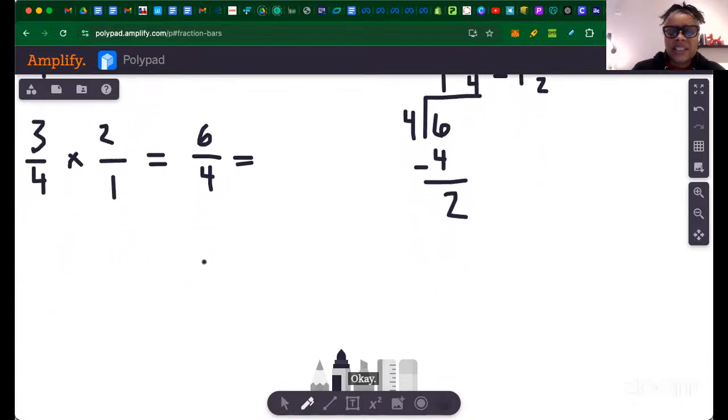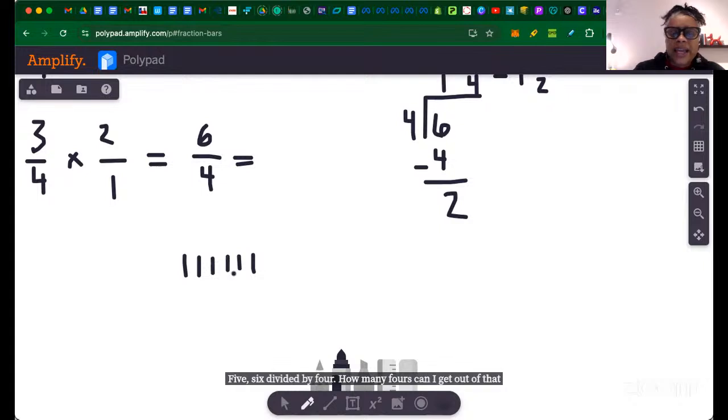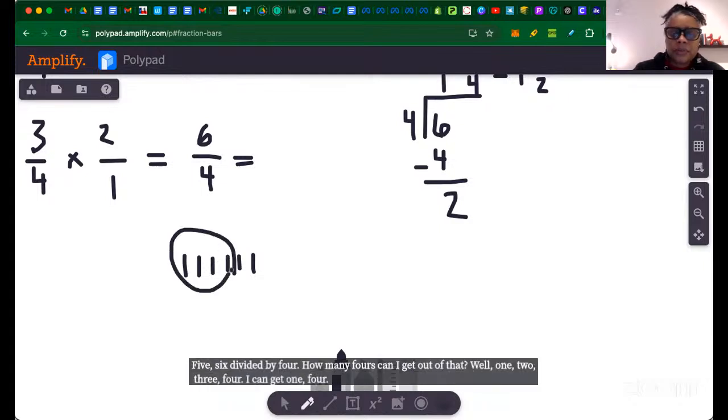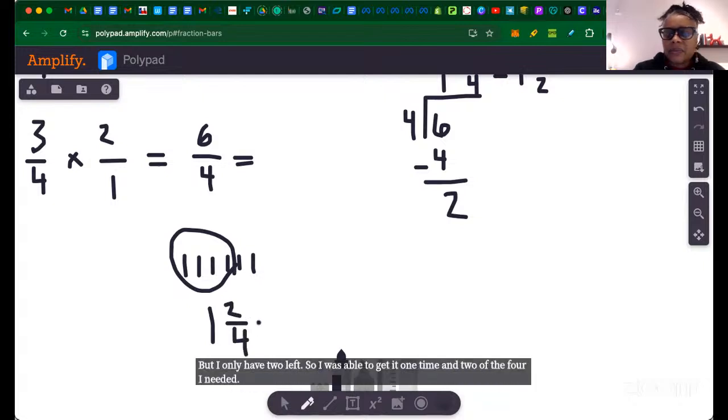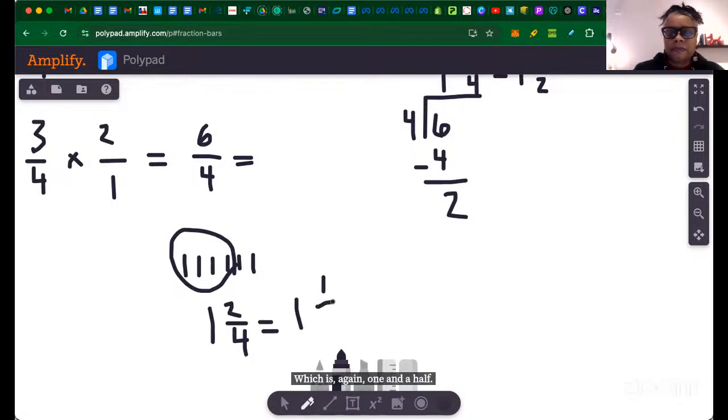Another way, this is 6 divided by 4. 1, 2, 3, 4, 5, 6 divided by 4. How many 4s can I get out of that? Well, 1, 2, 3, 4. I can get one 4, but I only have 2 left. So I was able to get it one time and 2 of the 4 I needed, which is again 1.5.